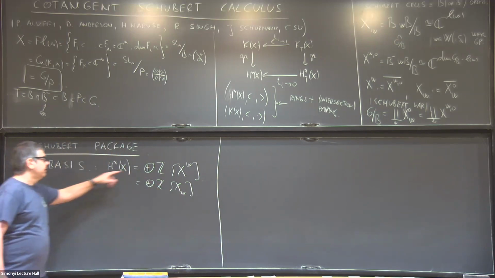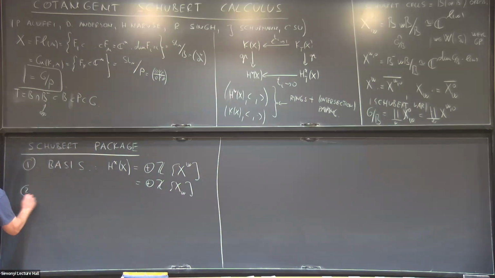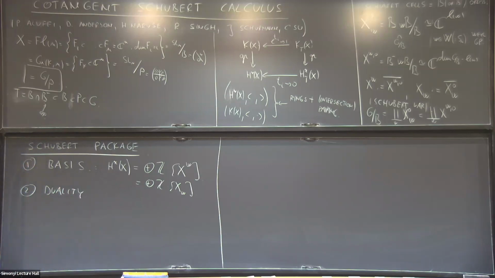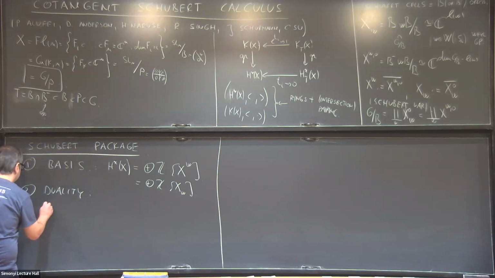So far I have a ring with a basis. In fact, I have a couple of bases. What is the second thing? Well, we need a duality. This is a ring with a pairing. Once I give you a basis, you're going to ask me, what's the dual basis? It's kind of foundational to the theory. So what is the dual basis for the Schubert basis? Well, the dual basis is here.